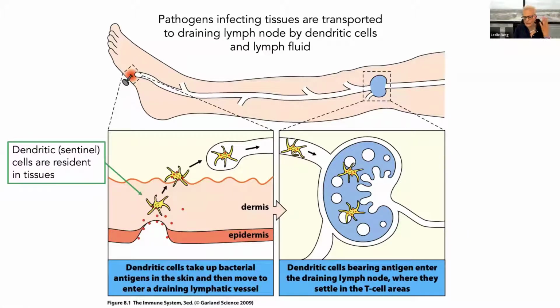So if you have strep throat, the doctor will start touching your neck and looking for enlarged lymph nodes. And so these are the draining lymph nodes. The dendritic cells will carry the antigens to those draining lymph nodes where they can encounter these recirculating B and T cells.